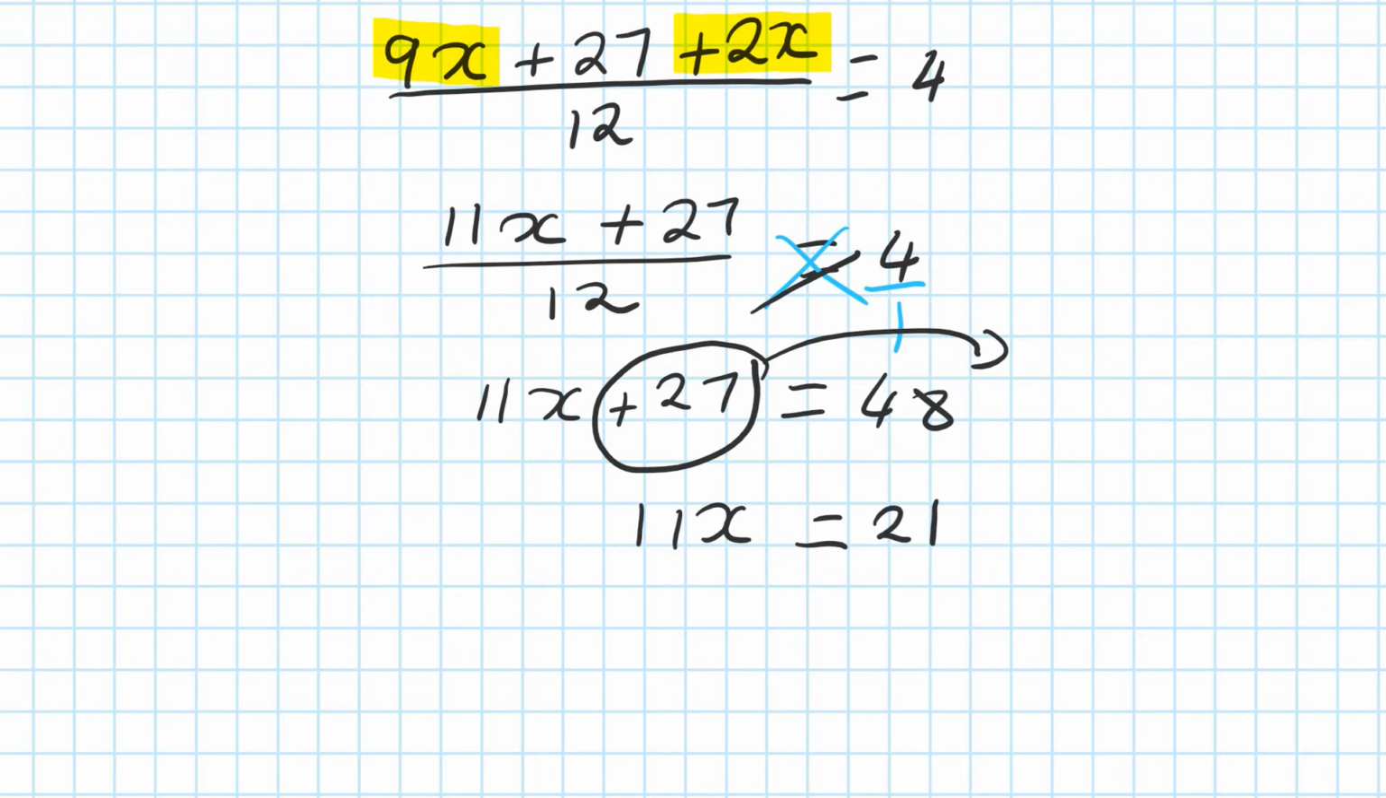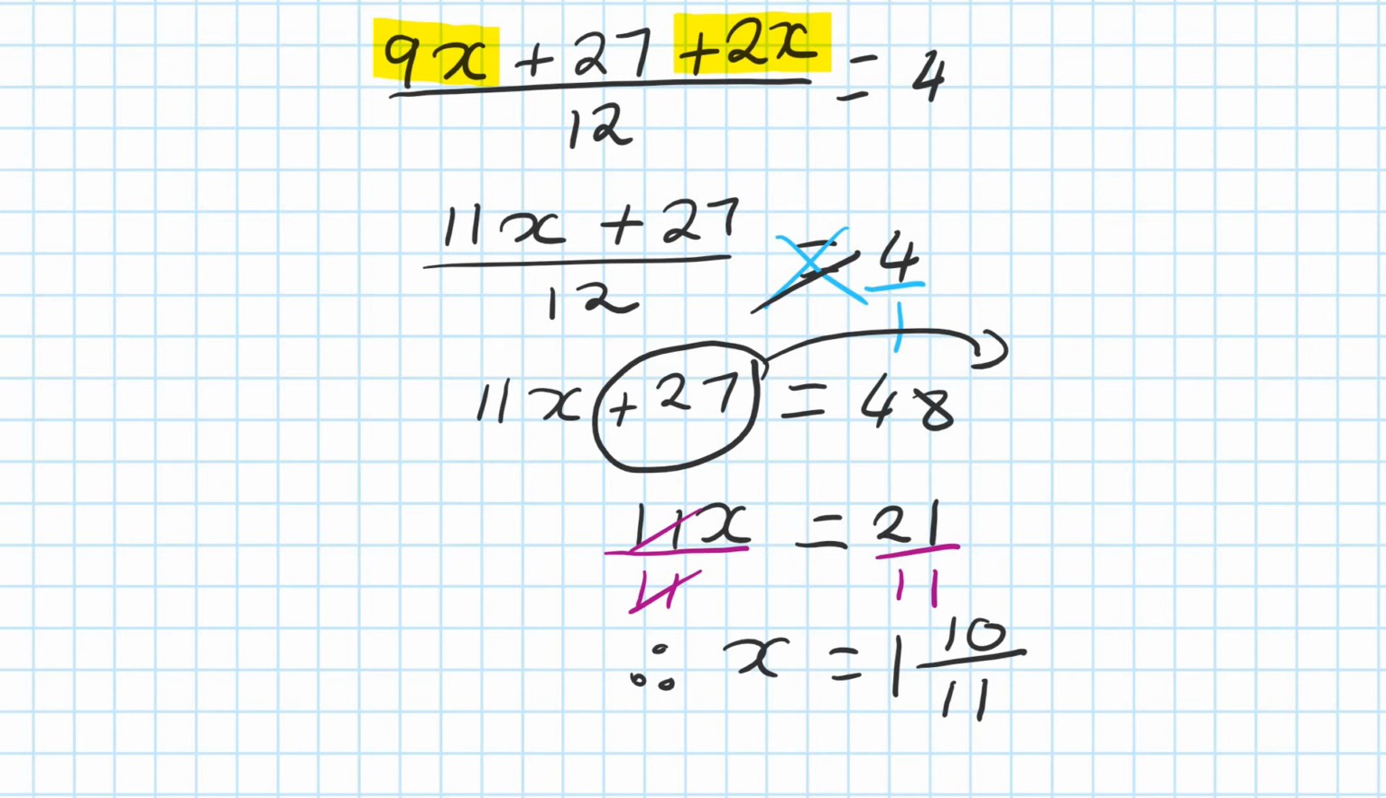Then what I do, I get rid of the 11, so I divide by 11, I divide by 11, this cancels it out. So therefore, x is equal to 21 divided by 11, which is 1 time and remainder 10. So 1 and 10 over 11. Otherwise, just use your calculator, and it gives you the answer.